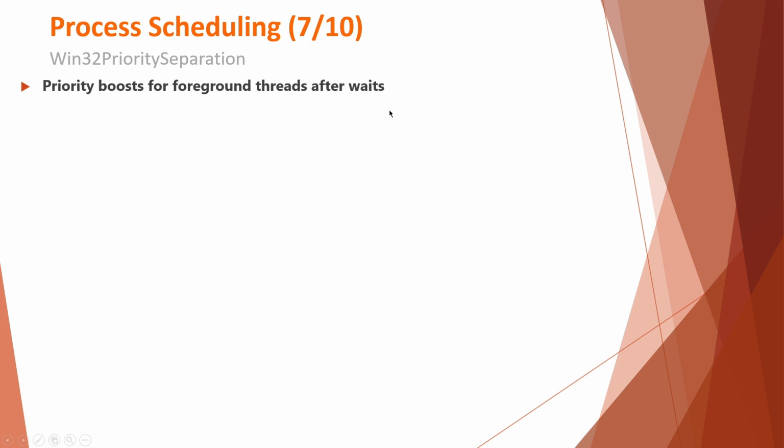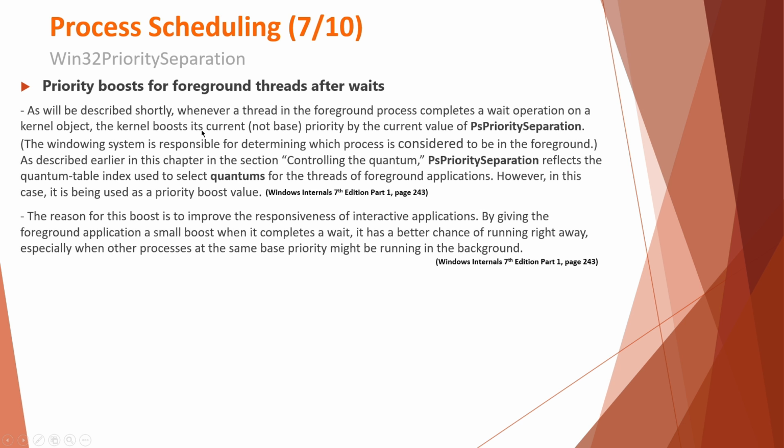Priority boost for foreground threads after waits. As will be described shortly, whenever a thread in the foreground process completes a wait operation on a kernel object, the kernel boosts its current node base priority by the current value of PS priority separation. The windowing system is responsible for determining which process is considered to be in the foreground.